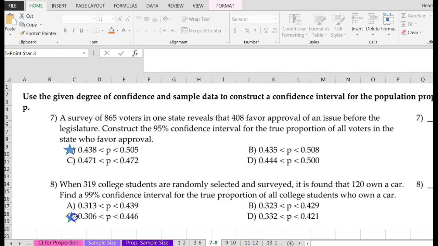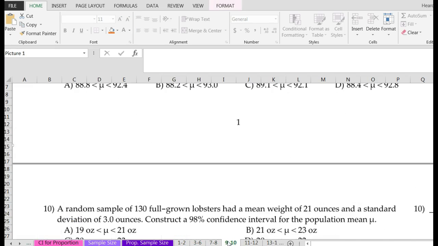Grab the star and put it right there over C. So we've answered those two. We've spent about 10 or 11 minutes on this. Let's look at number 9 and 10.